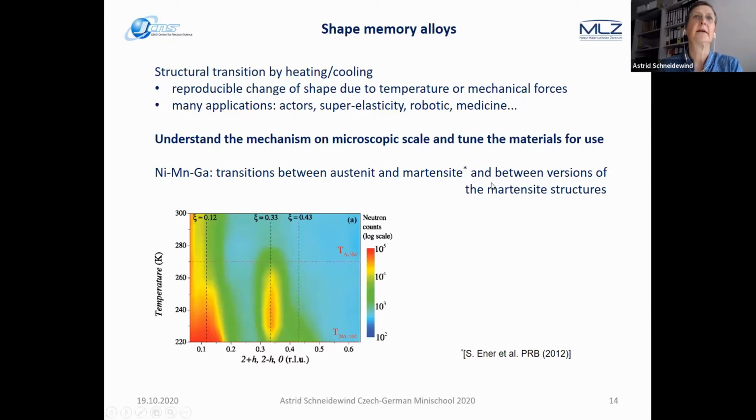And the other example is shape memory alloys, where we have structural transitions by heating and cooling, which are reproducible and find many applications in industry and medicine and many other cases. And one wants to understand this mechanism on a microscopic scale to improve this material, probably for new or different applications. You can see here the temperature dependence of the Bragg reflections. You see that there are some transitions, first between the different martensitic phases, and also between the martensitic and austenite phase.